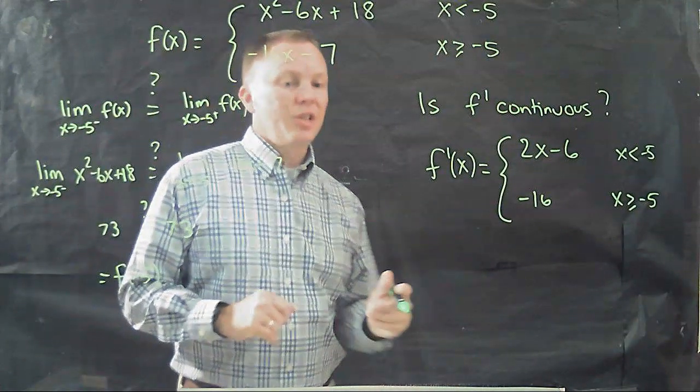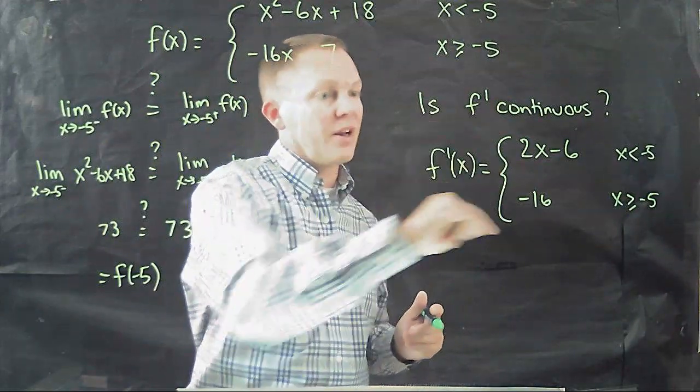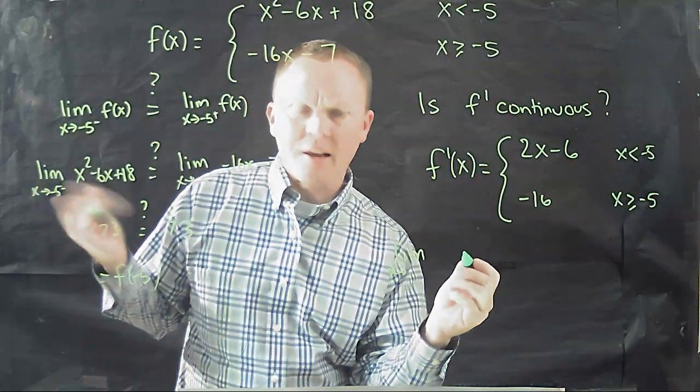Is that derivative continuous? So let's do the same thing that we just did over here. Let's look at what the derivative is approaching on the left side of -5 and on the right side of -5. So I keep saying 5. I mean -5.